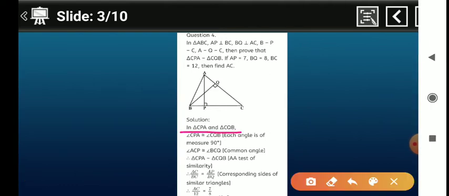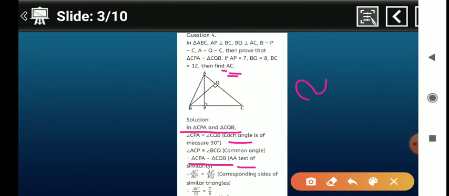So in triangles CPA and CQB, angle CPA is congruent with angle CQB, because each angle is of measure 90 degrees. Then angle ACP is congruent with angle BCQ, because this is the common angle, that angle C is the common angle, and therefore triangle CPA is similar to triangle CQB due to the AA test of similarity. Okay. Then the next part is we have to find this distance AC.